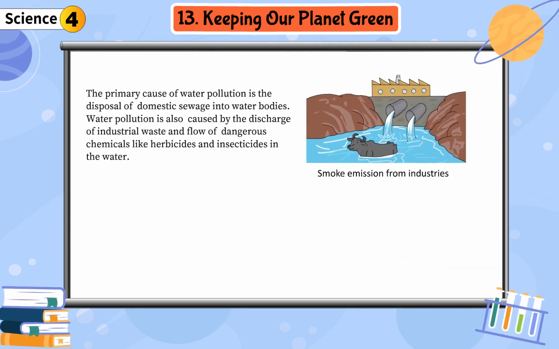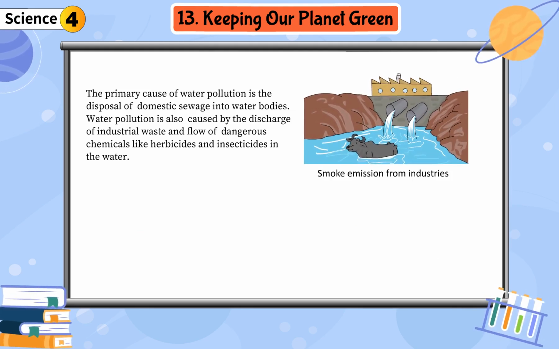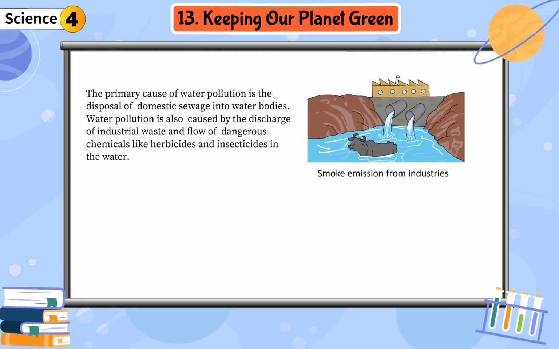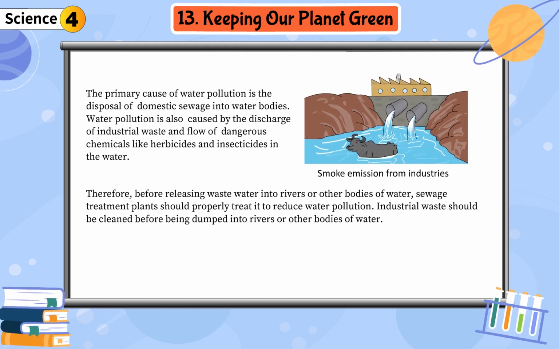The primary cause of water pollution is the disposal of domestic sewage into water bodies. Water pollution is also caused by the discharge of industrial waste and flow of dangerous chemicals like herbicides and insecticides in the water. Therefore, before releasing wastewater into rivers or other bodies of water, sewage treatment plants should properly treat it to reduce water pollution. Industrial waste should be cleaned before being dumped into rivers or other bodies of water.